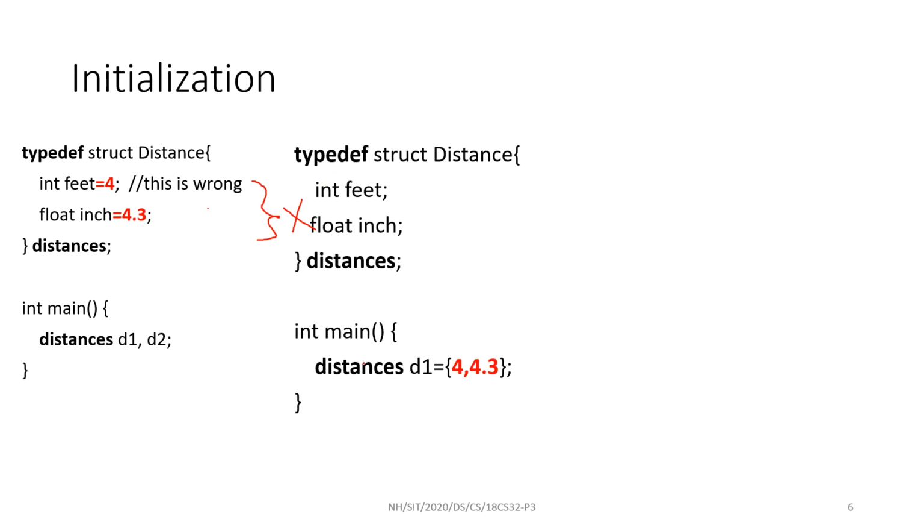This we have seen earlier. Sorry, d1 is a variable of type distance. Now two members are initialized. This 4 will go to the first member always. The first value goes to the first member, the second to the second member. If there is more than one member, you have to put a comma. If you don't have any other data, that member is uninitialized.